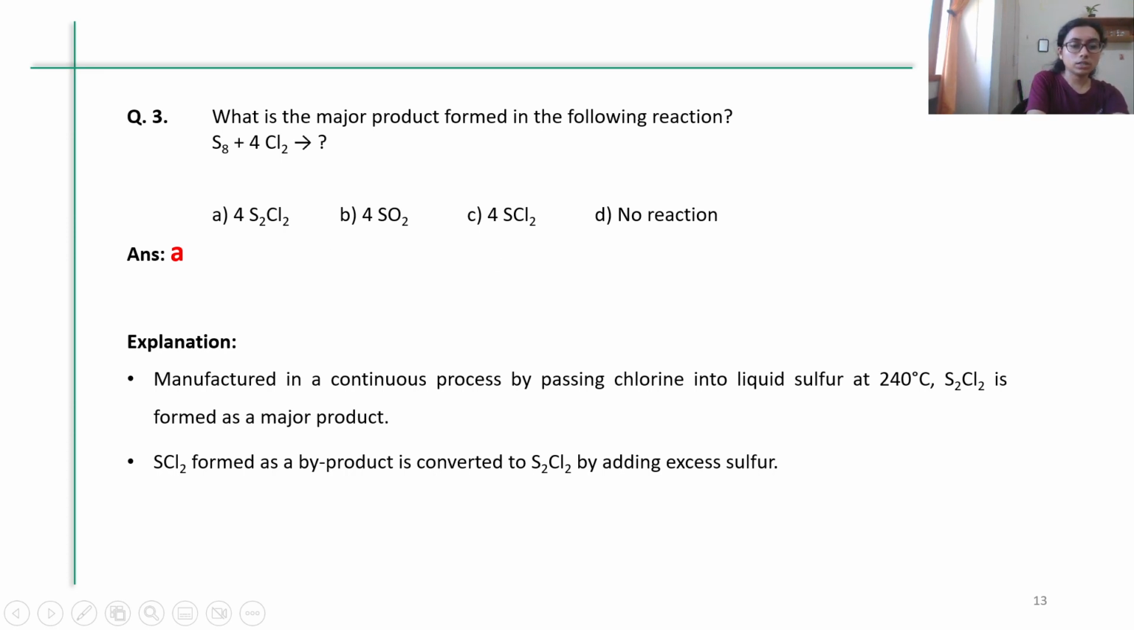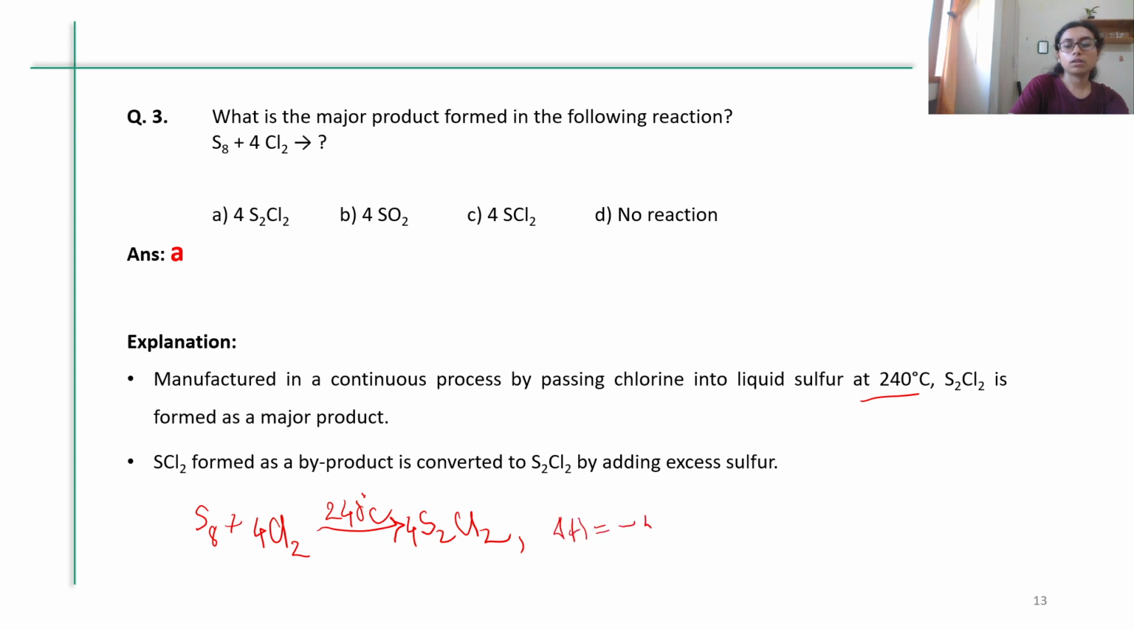So the reaction is S8 plus 4Cl2 gives 4S2Cl2. The temperature needed is 240 degrees centigrade. This is also an exothermic reaction, with delta H of minus 58.2 kilojoules per mole.